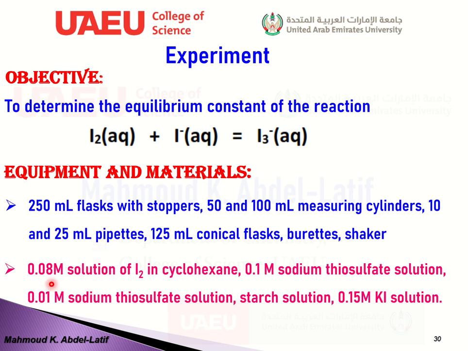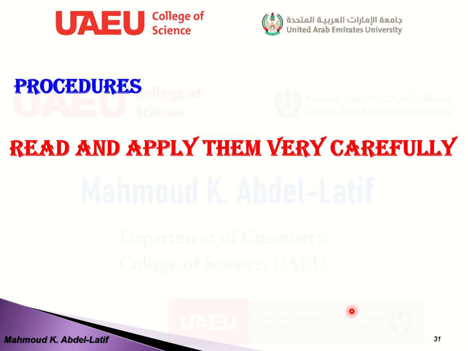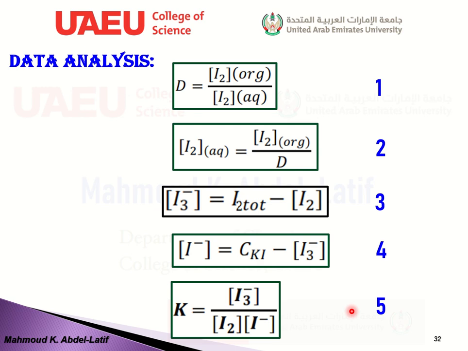0.08 molar solution of iodine in cyclohexane and 0.1 molar sodium thiosulfate, and also you need 0.01 molar sodium thiosulfate to titrate the aqueous layer, starch solution, and 0.15 molar potassium iodide. I would suggest to read the procedure carefully from the manual and follow it step by step.